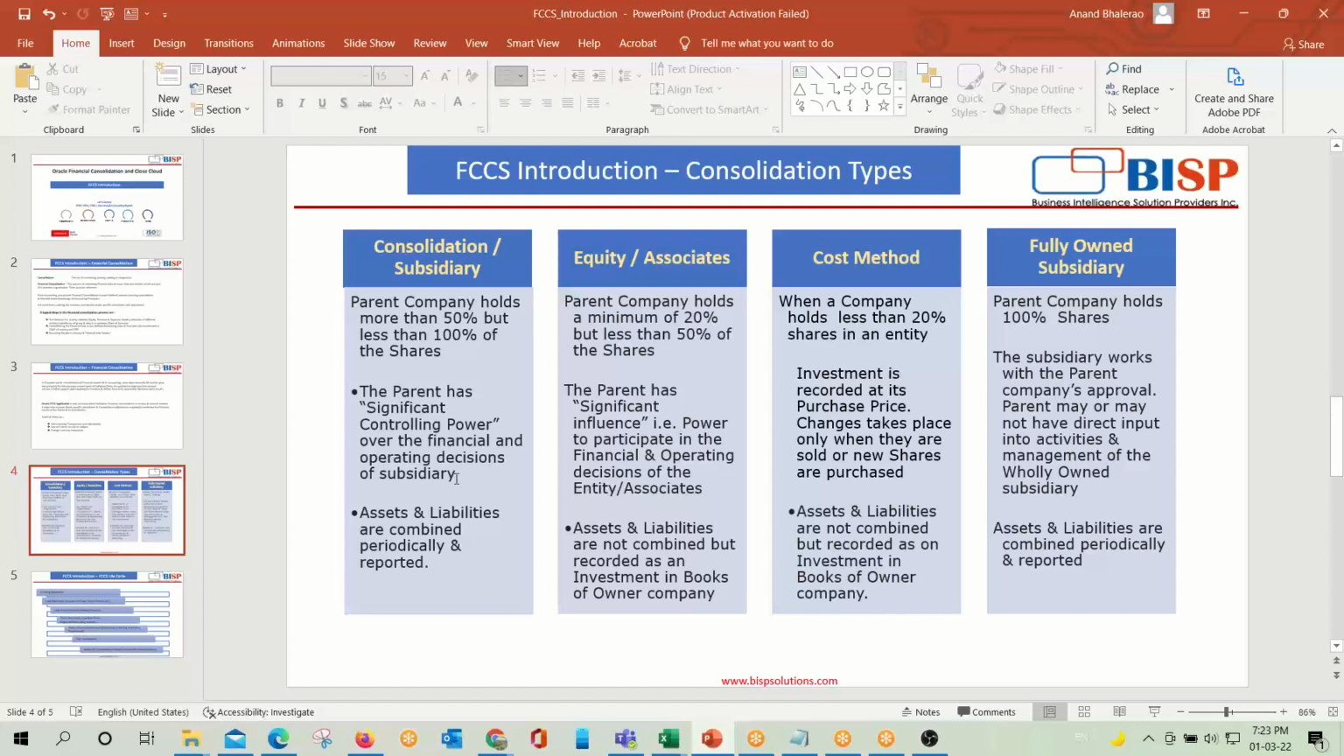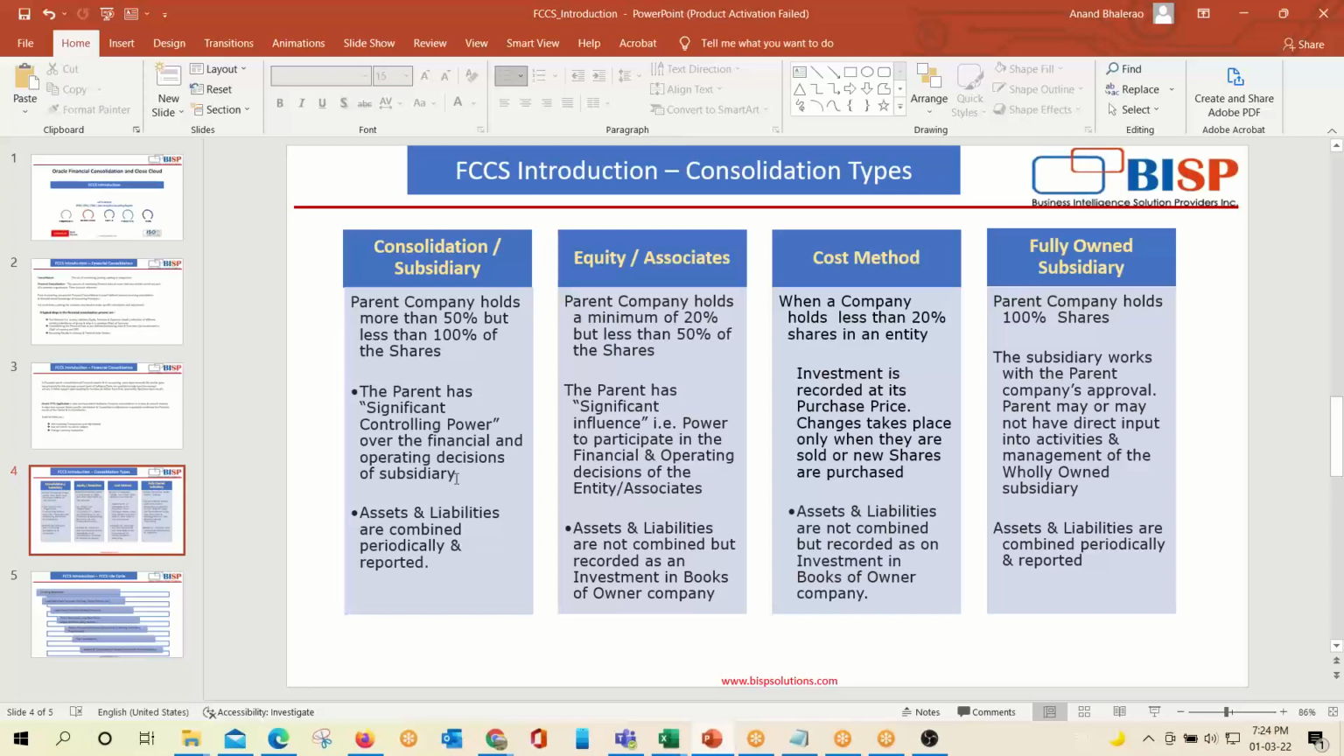And in this case, the assets and liabilities are combined periodically and reported. That is, all the assets and liabilities of the subsidiary are combined along with the parent company to give the final position of the group, or of the parent company.